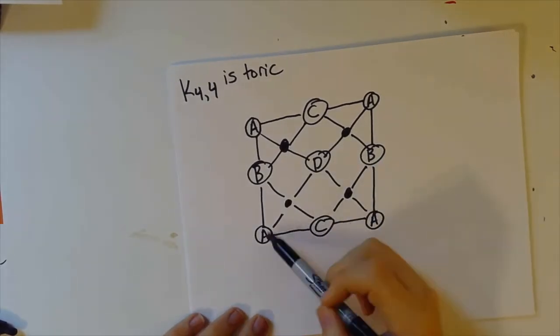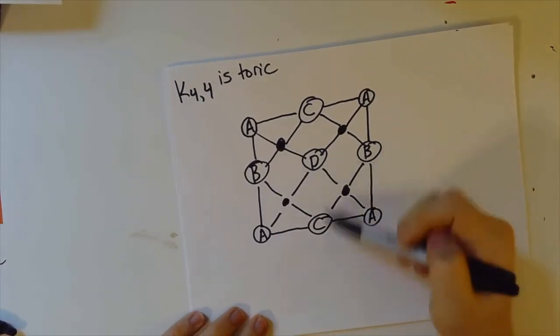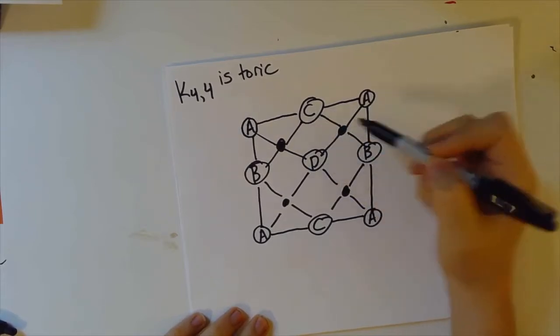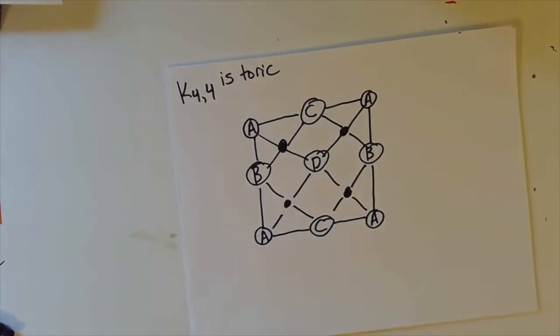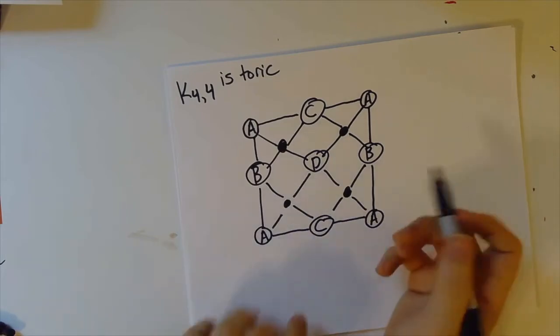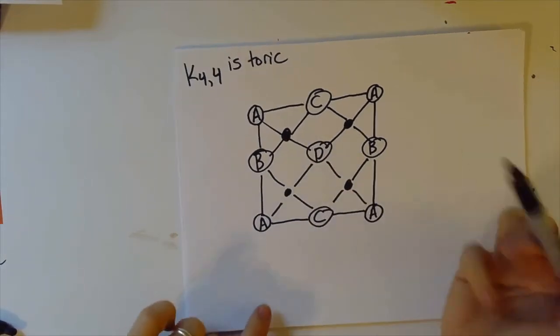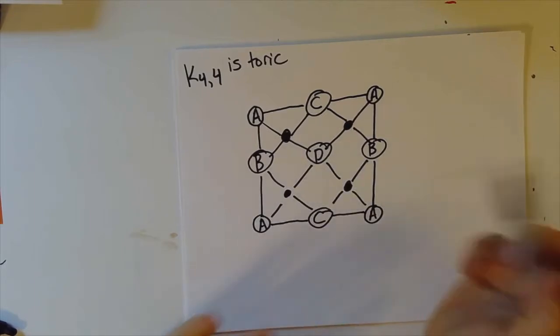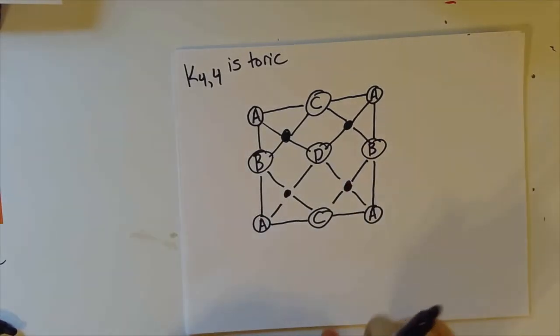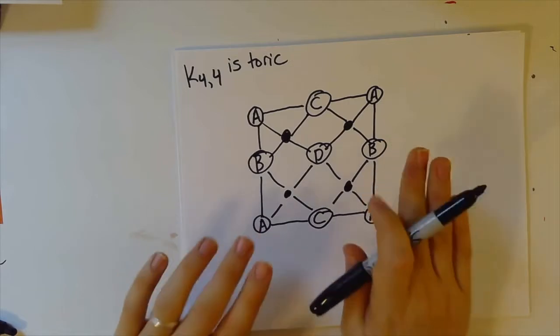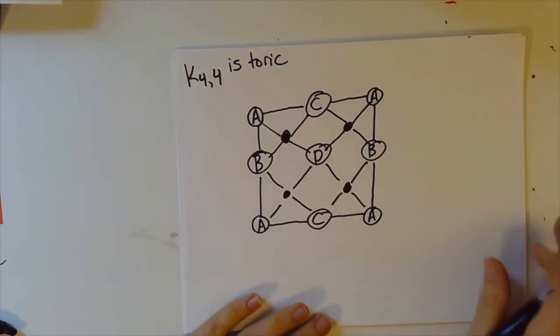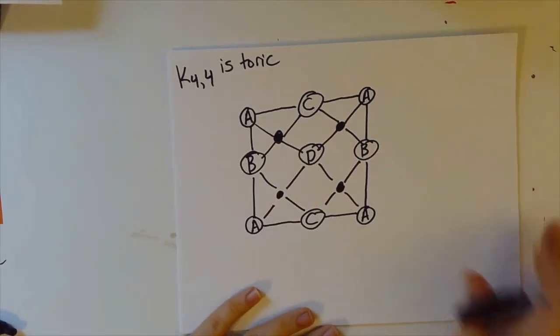Okay, notice A, B, C, D, A, B, C, D, A, B, C, D, A, B, C, D. So beautifully, we have every black dot connected to every white dot. So we have this really highly symmetric, beautiful picture to show you that really K4,4 is toric.